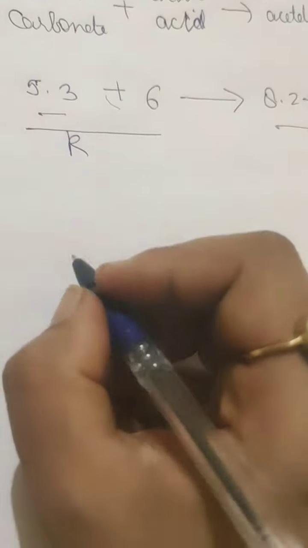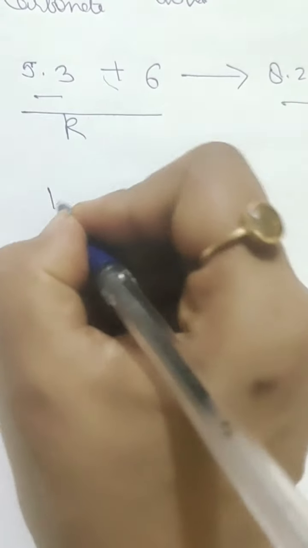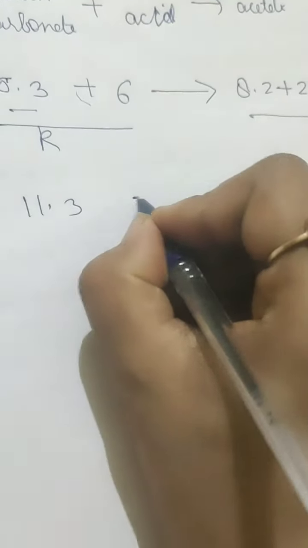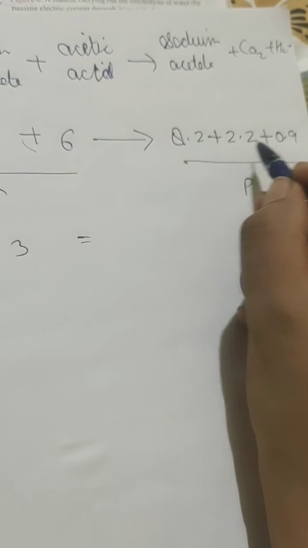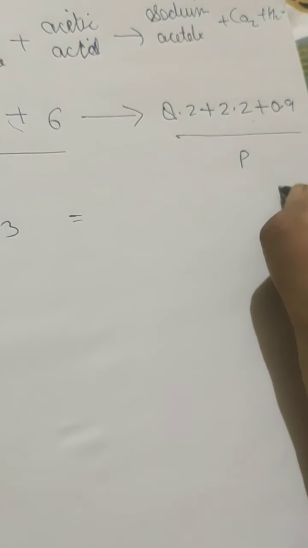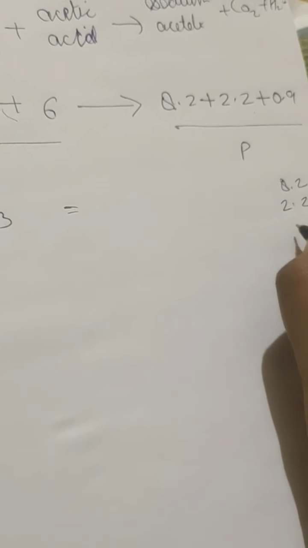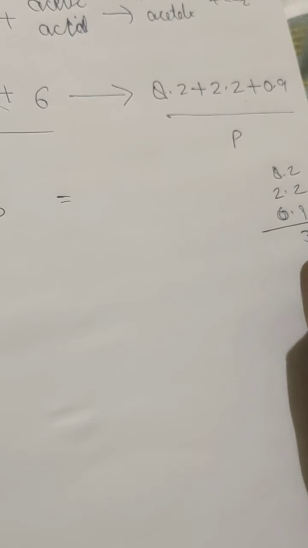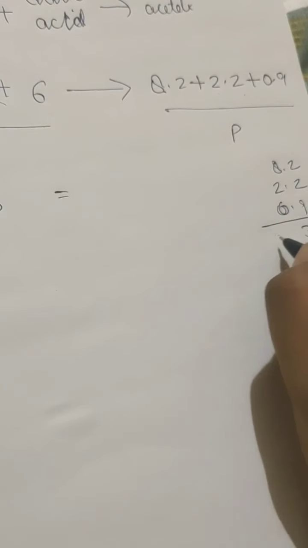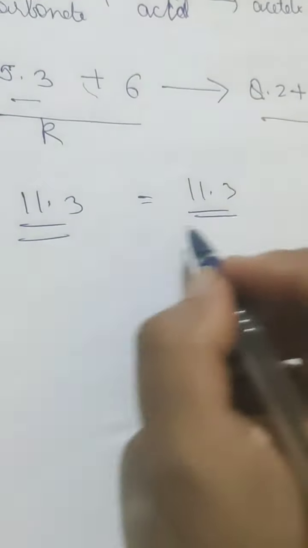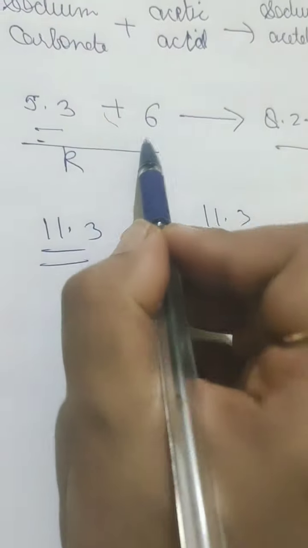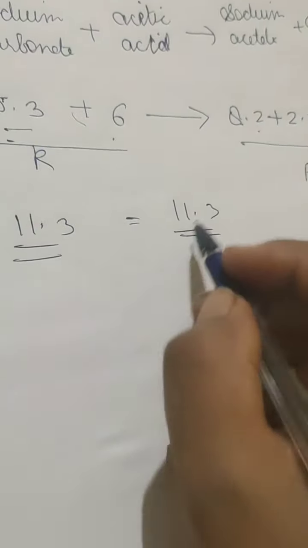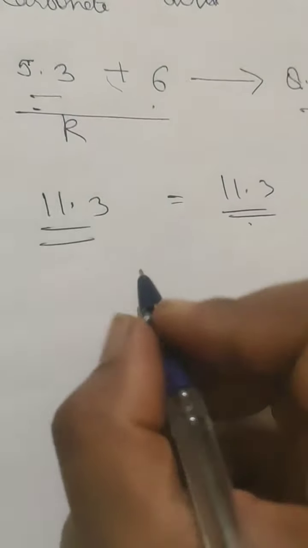So we'll calculate: 5.3 plus 6 is 11.3, which should be equal to 8.2 plus 2.2 plus 0.9, which is also 11.3. So the left hand side is equal to the right hand side. It means the mass of the reactants is equal to the mass of the products. So this is true, and that is the answer. Okay, so you can write this down. That was the first question.